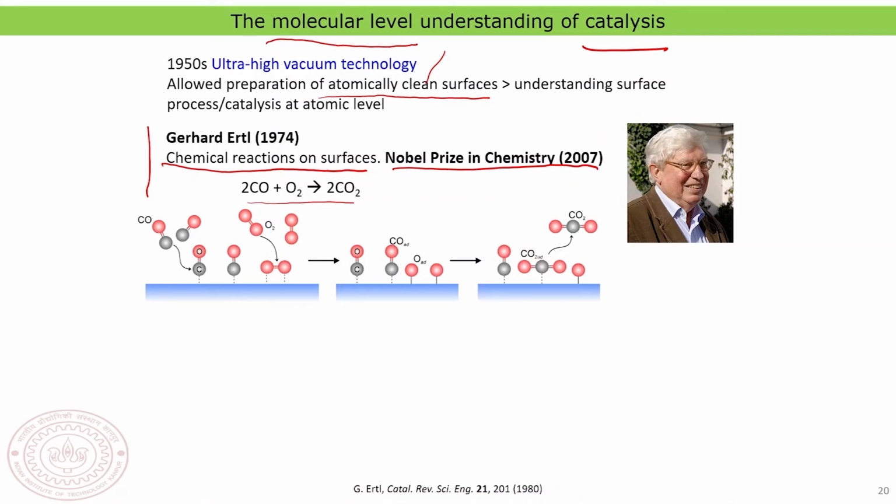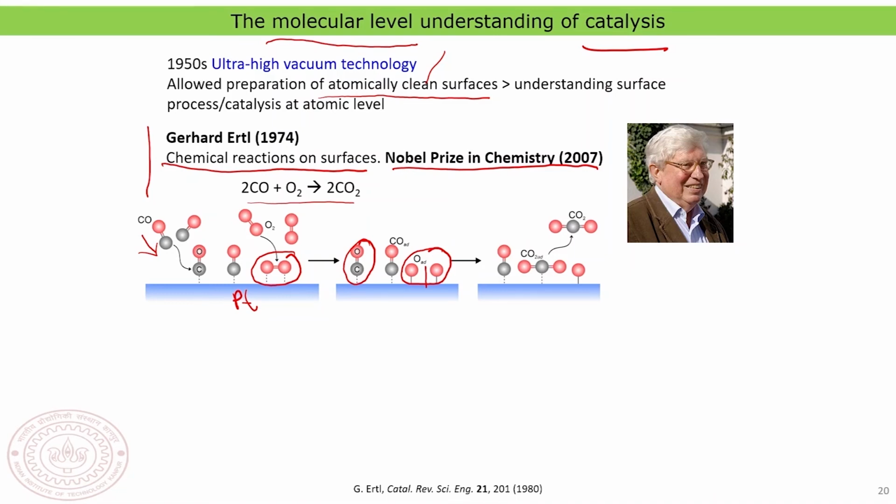So how does it happen? We have already quickly seen it before. We take a surface. This could be, for example, a platinum surface, because Gerhard Ertl focused his research mainly on platinum. On platinum, you adsorb the carbon monoxide and oxygen. These are gas phase molecules, and they adsorb on the surface. Once they adsorb, you have the adsorbed carbon monoxide and also the adsorbed oxygen species. But the interesting thing is that upon adsorption, the oxygen molecule breaks into two different reactive oxygen species.